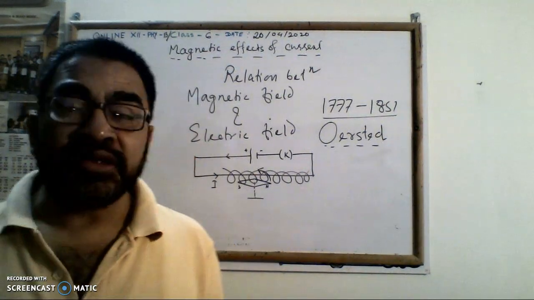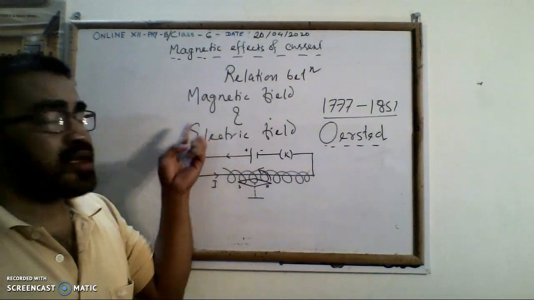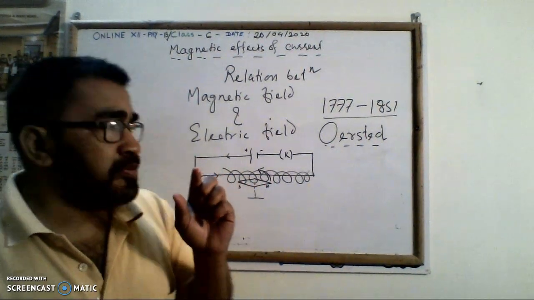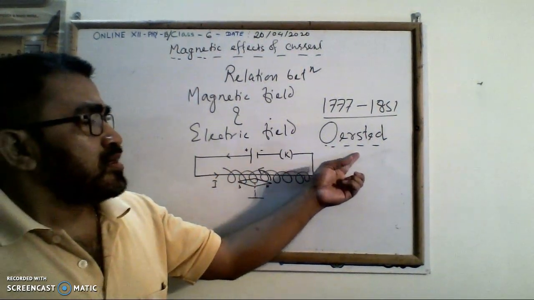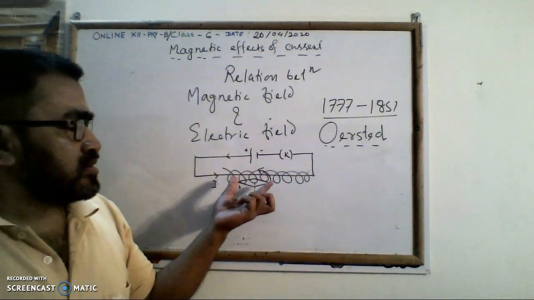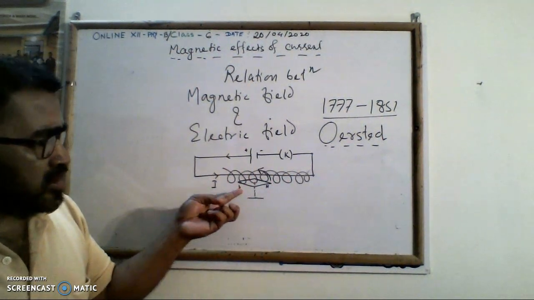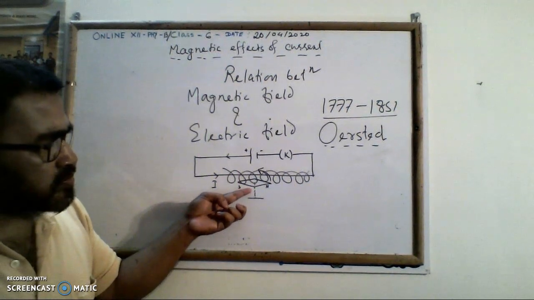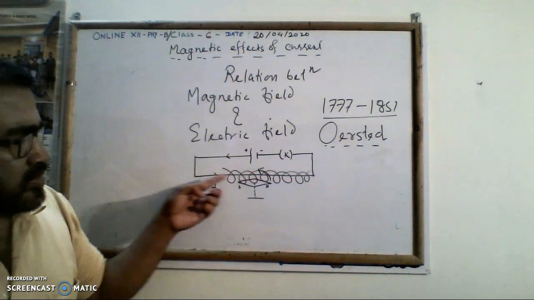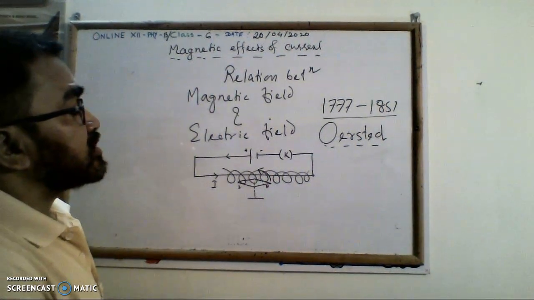My point of discussion is to find a relation between magnetic field as well as electric field. The first simple experiment was done by Oersted, which was just a very simple experiment. It was called Oersted experiment. In this experiment, one magnetic needle was placed just below the conductor. When current passes through the conductor, the needle gets deflected.